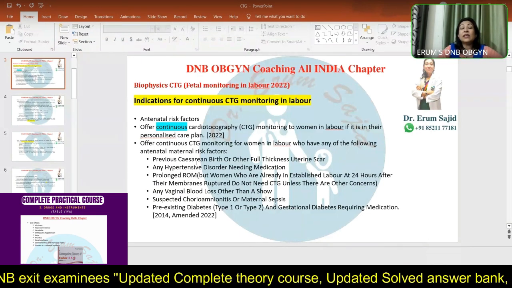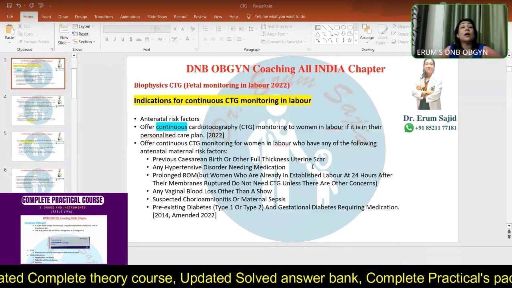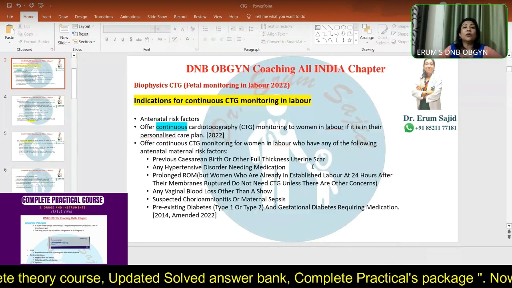See, previous cesarean birth or any full thickness uterine scar. What are we scared of over here? We are scared of uterine rupture and sudden fetal distress.